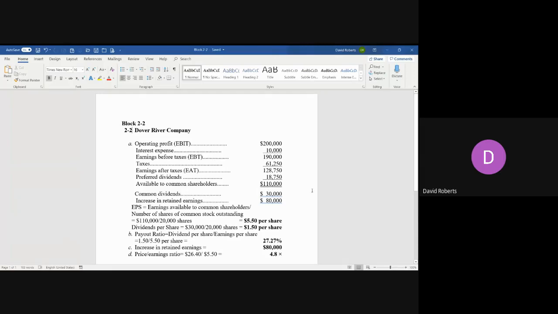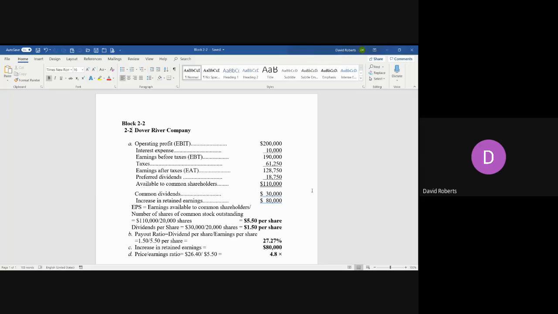Example from our textbook from chapter number 2, problem 2.2, the Dover River Company. As you can see, we're given some basic information about operating profits before taxes, interest, etc. And what we need to do is calculate the earnings per share, the payout ratio, the increase in retained earnings, and the PE ratio based on the share price of $26.40.